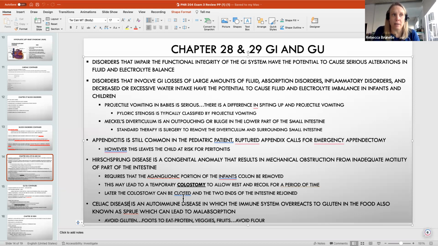And then celiac disease. Does anyone remember celiac disease? What are they not allowed? What can they not eat if they have celiac disease? They can't eat gluten. Yeah, they can't eat gluten. So you guys need to know, and that's the only treatment for celiac disease, is they have to avoid gluten.